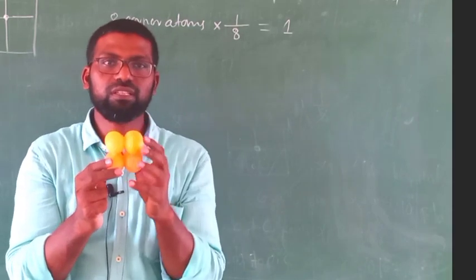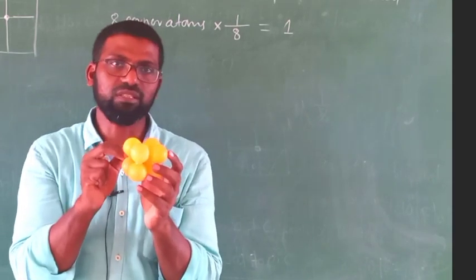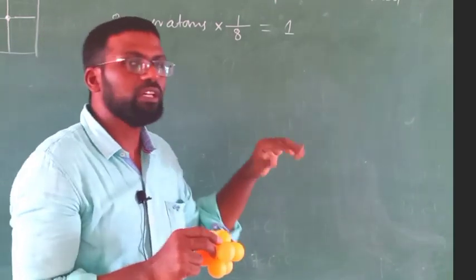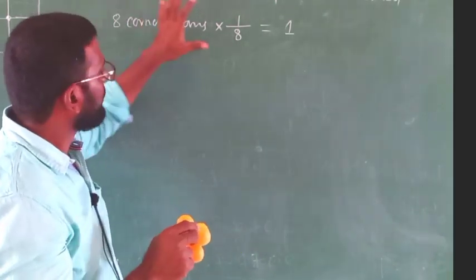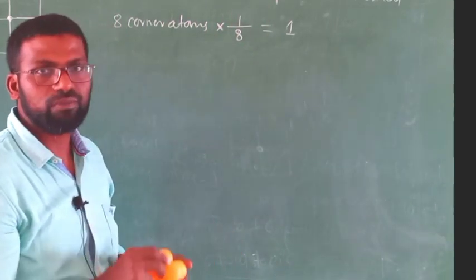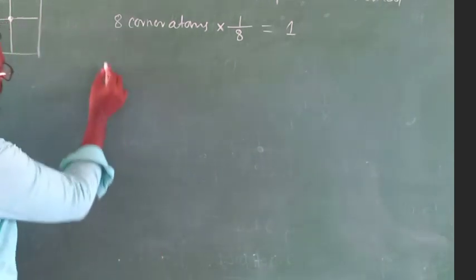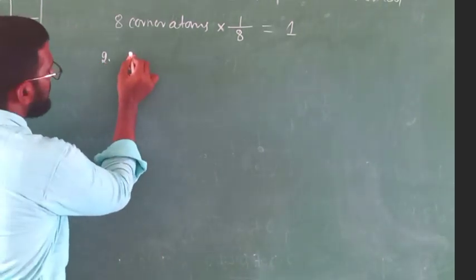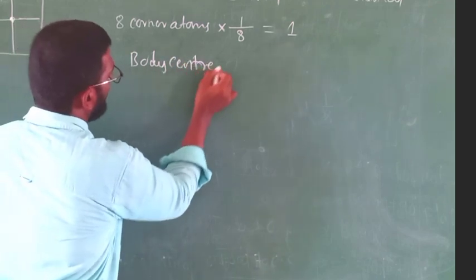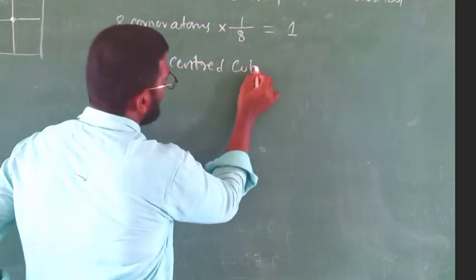Since this unit cell is in contact with some other unit cells, the contribution is only 1 by 8. That's why, on the whole, the primitive unit cell will have only 1 atom per unit cell, right? Next, the second one, body-centered cubic, BCC.